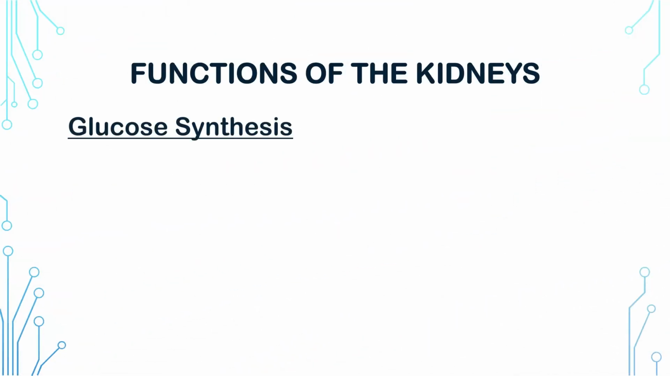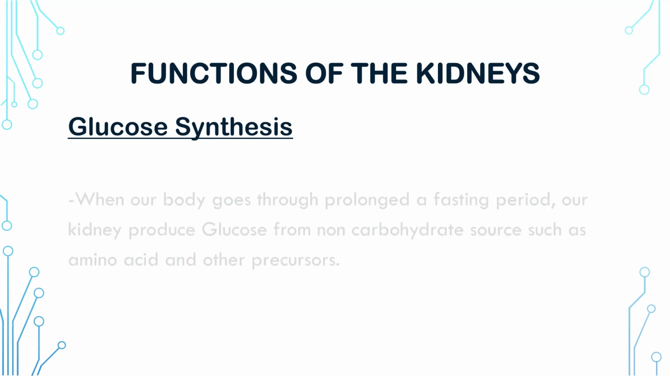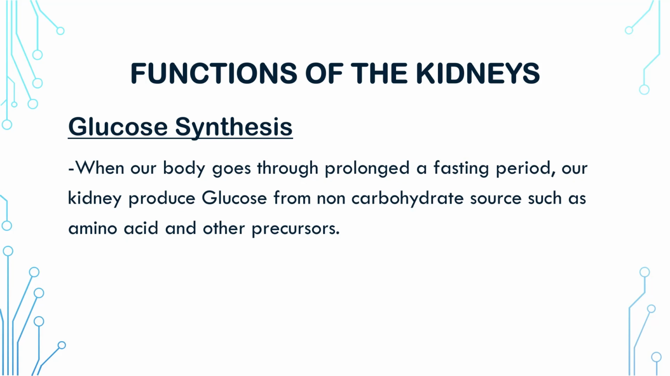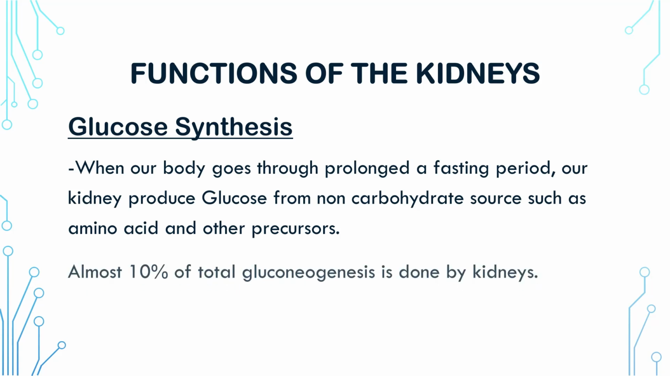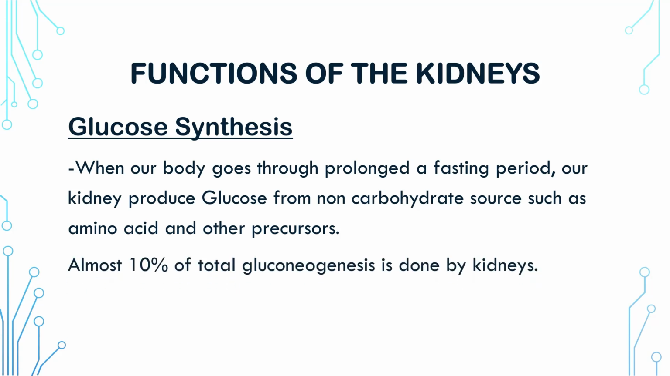Yes, our kidney can also synthesize glucose. Whenever there is prolonged starvation or fasting, our kidney produces glucose from non-carbohydrate sources such as amino acids and other precursors. It is called gluconeogenesis. Almost 10% of total gluconeogenesis is done by our kidney.